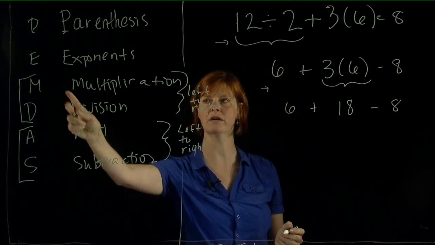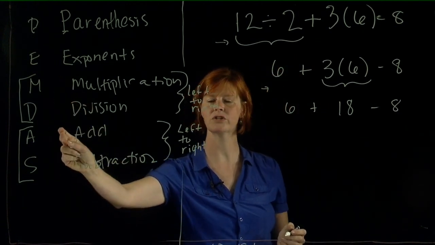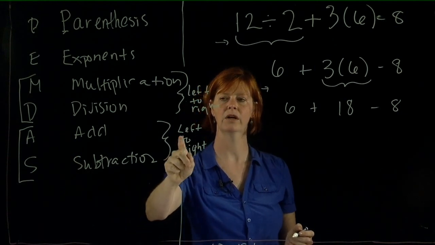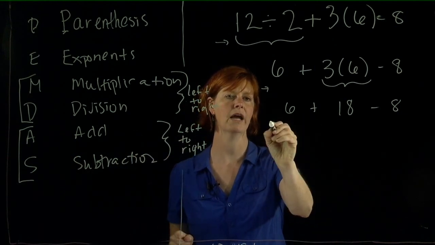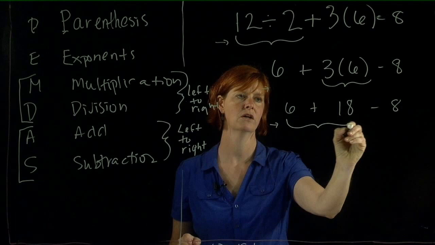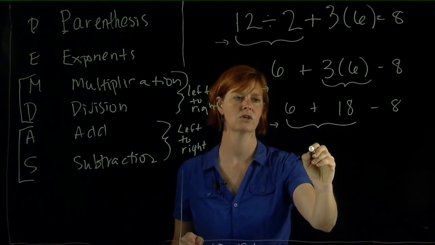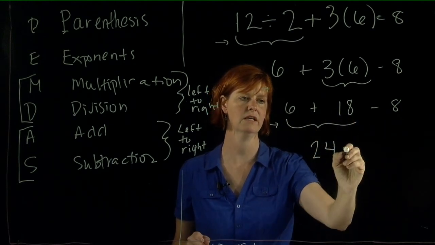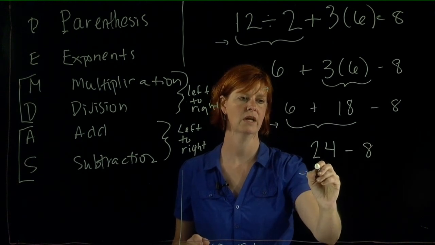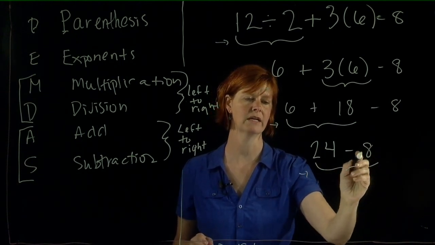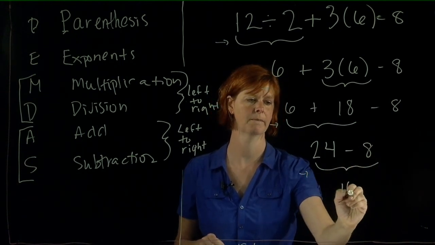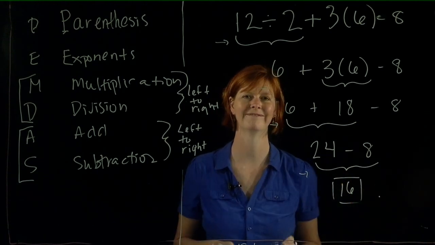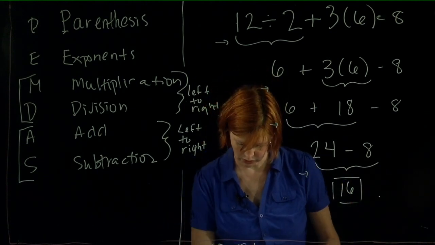See, now I'm done with this step, and I'm now here to addition, subtraction, left to right. Okay, now in this one, you're going left to right. Okay, 18 plus 6, 24. Carry this down. What's left to do is this one right here, 24 minus 8, which is what, 16. Okay, there we go.